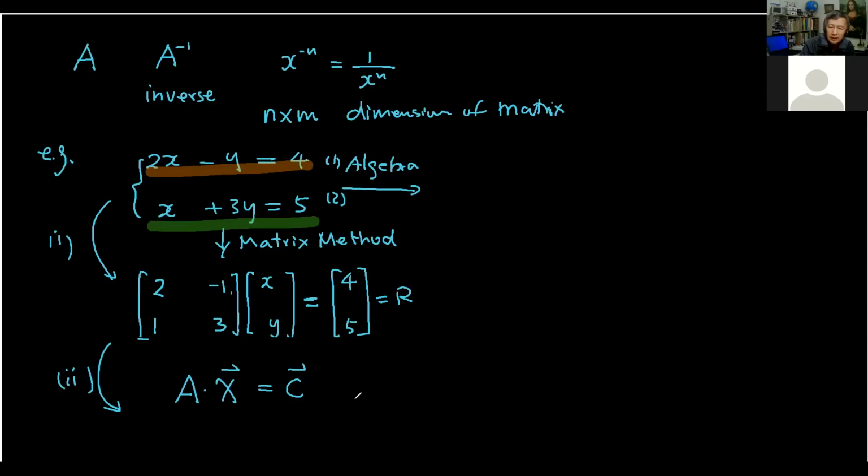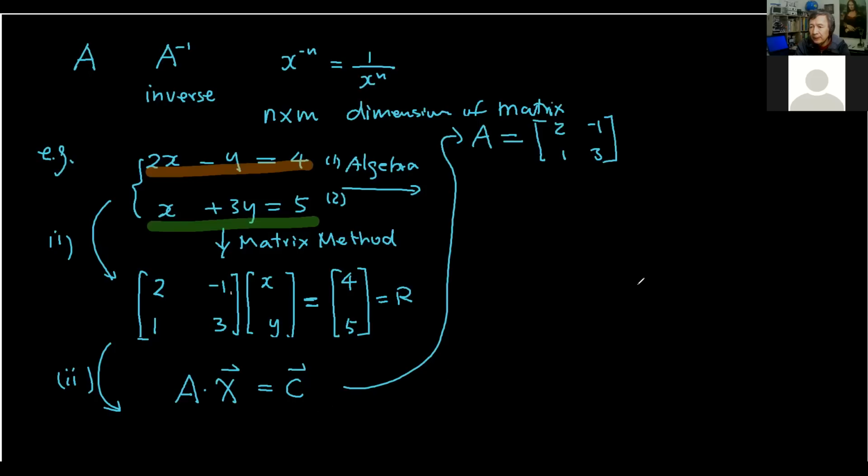In this notation, A will equal 2, 1, -1, 3. That's called the coefficient matrix. And the X matrix will equal just x and y. And of course, C is a constant. This is the left-hand side. This is the right-hand side constant. It's called the constant matrix.